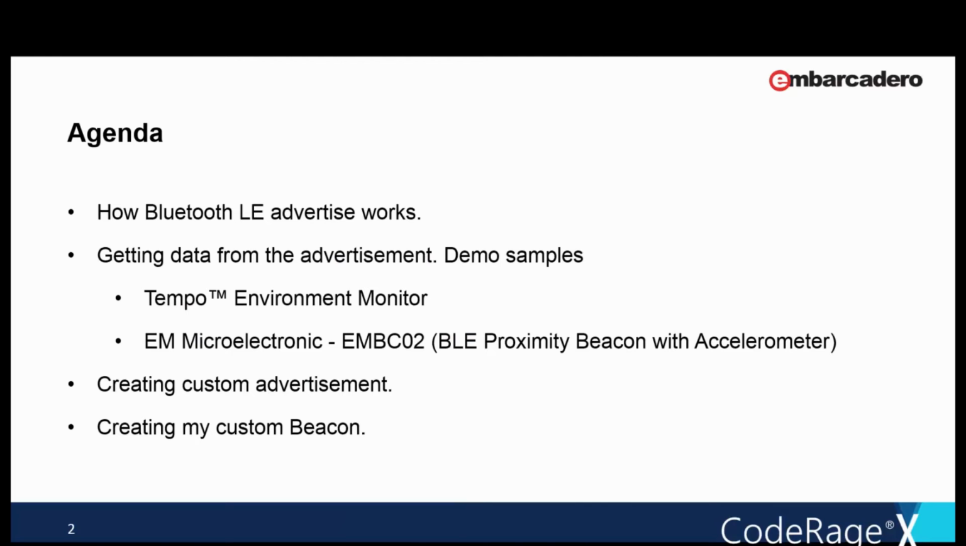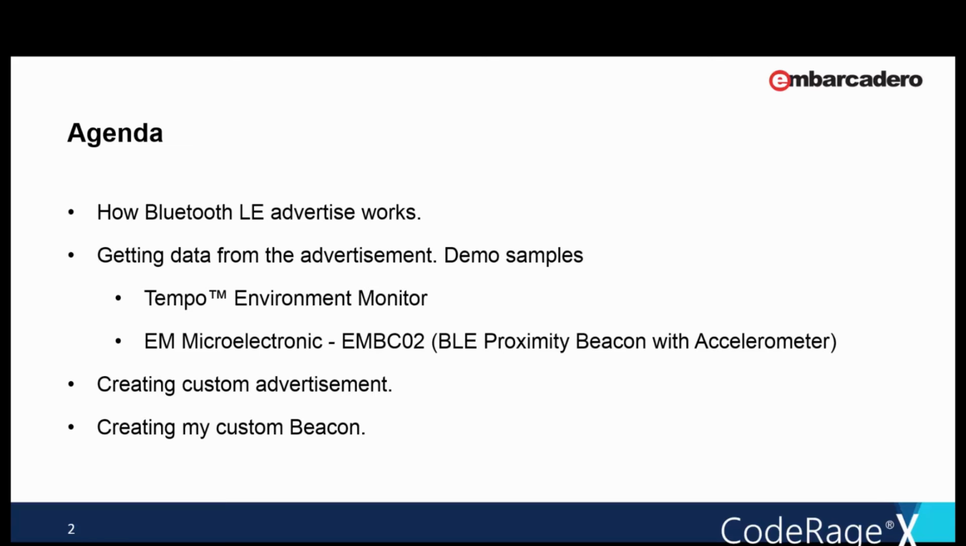This is the roadmap for this session. First of all, we will see a brief explanation of how Bluetooth low energy advertising works, and then I'll explain how we can use the new features in the Bluetooth framework to get data from the advertisement. As an example, we will have a couple of demos which will deal with two actual devices that provide information through their advertising packages. These are the Blue Maestro Tempo sensor and the EM Microelectronics beacon with an accelerometer.